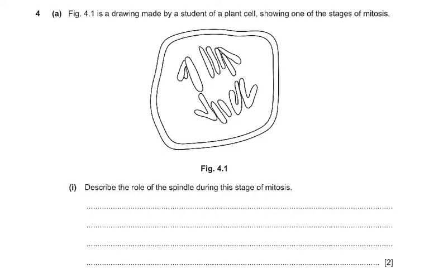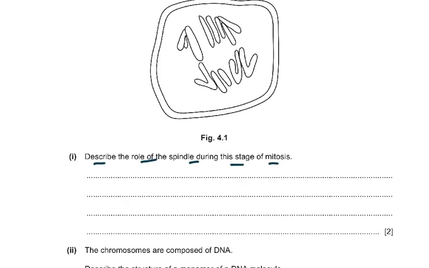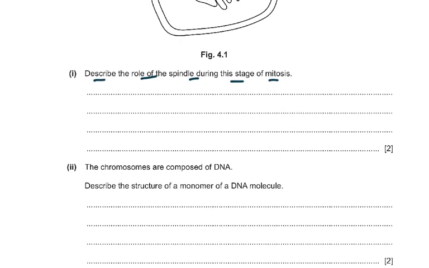Now starting with question number 4. Part A, figure 4.1 is a drawing made by a student of a plant cell showing one of the stages of mitosis. Describe the role of the spindle during the stage of mitosis, and this is for 2 marks. Then the chromosomes are composed of DNA. Describe the structure of a monomer of a DNA molecule. So a monomer of a DNA molecule.